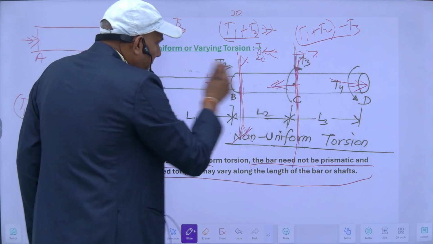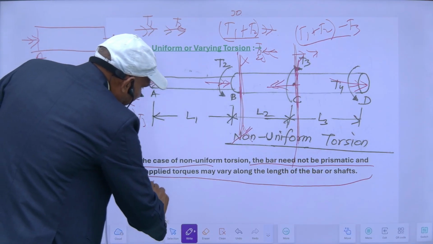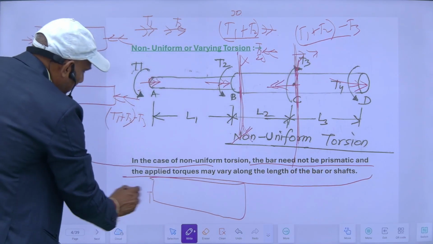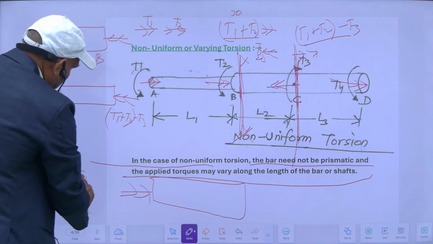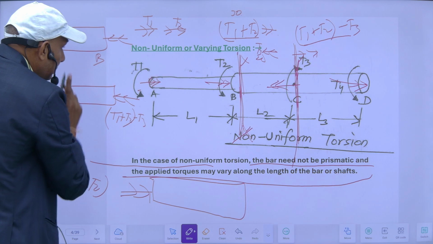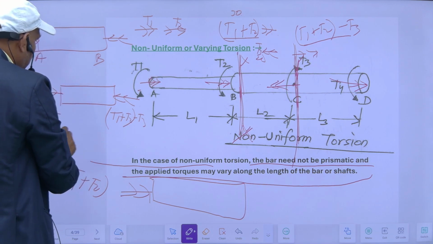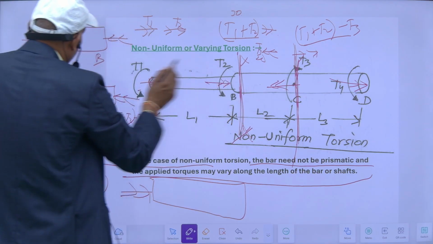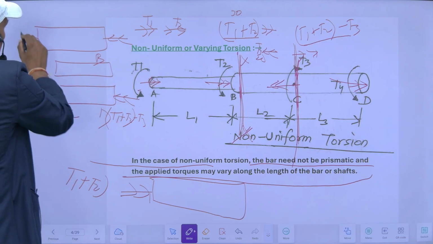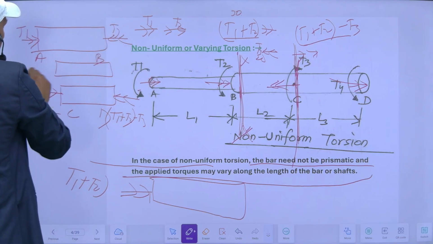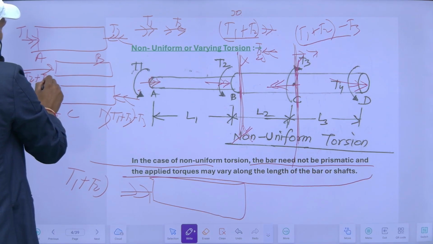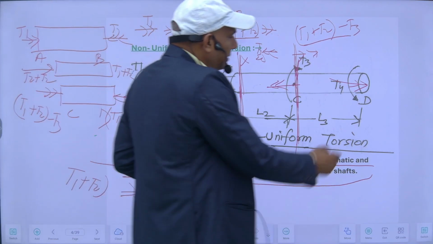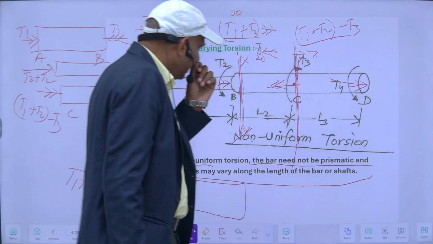For CD, since this is more, it will be like this, T1 plus T2 minus, oh no, this is for CD. For BC, it will be T1 plus T2, and this will obviously be equal to the torque here.